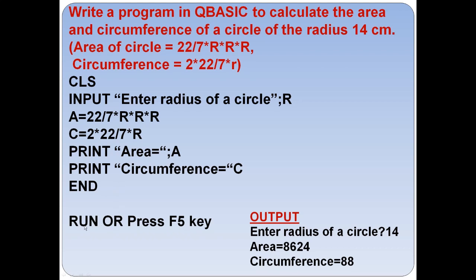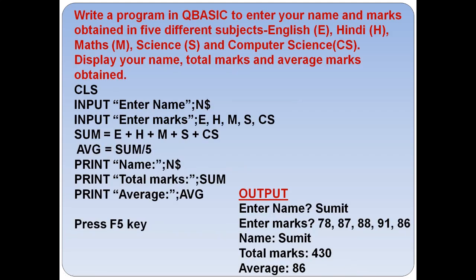And then we can write run or press the F5 key. After pressing this, enter radius of a circle. I have entered 14 because in the question it is given as 14. So the area will become 616 after putting this formula, and the circumference became 88. Hope you all understood. Now this is the next question.